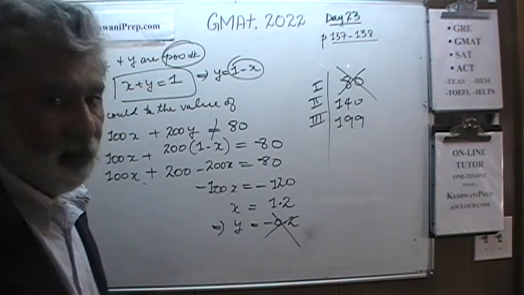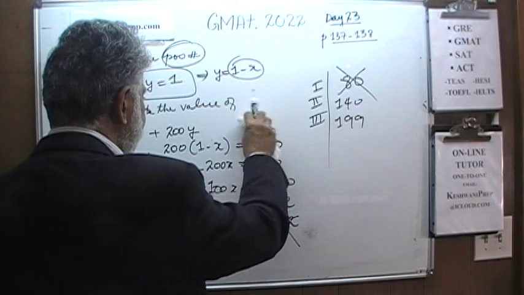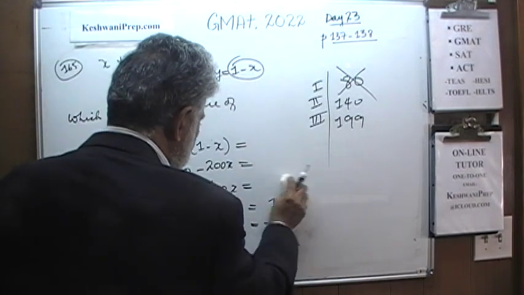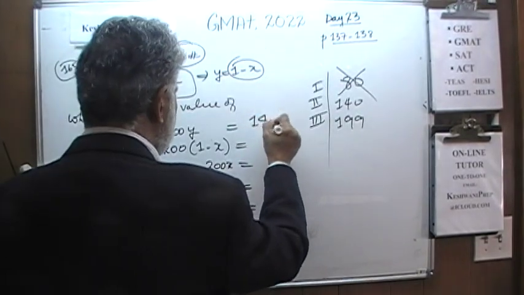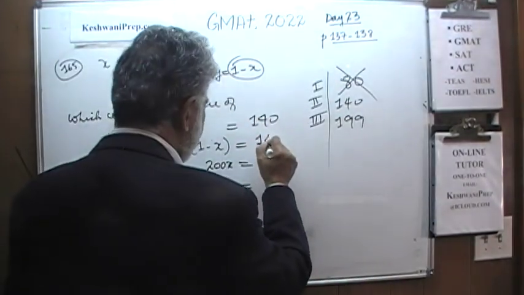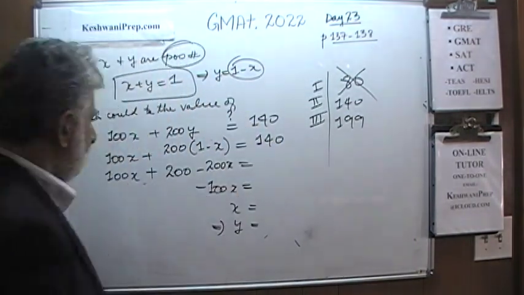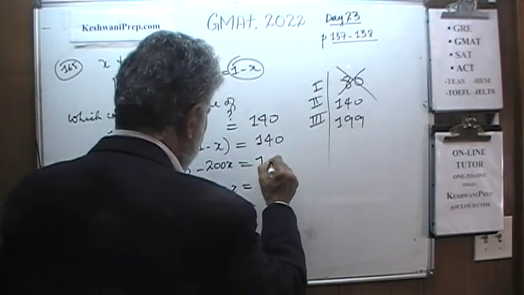The next question is, can it be 140? Let's find out, shall we? Can this quantity be 140? That's what we are interested in. So all the work is going to be the same, except here it is 140.